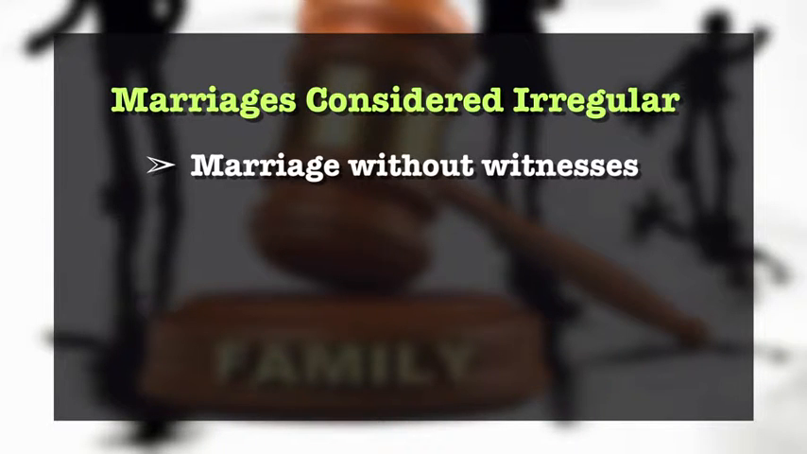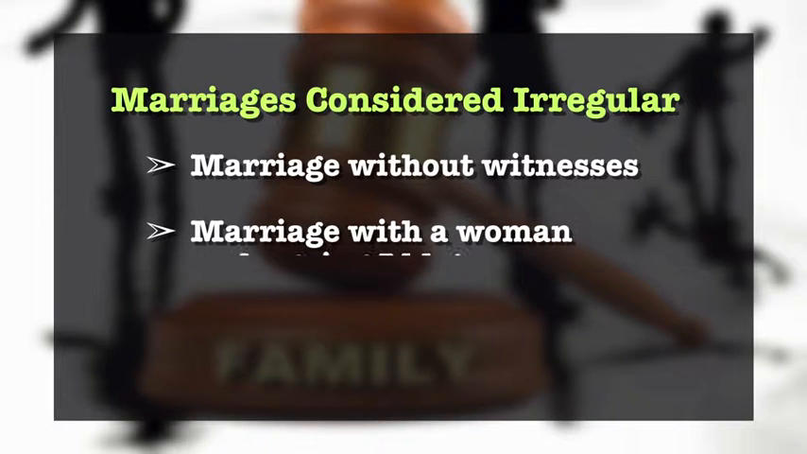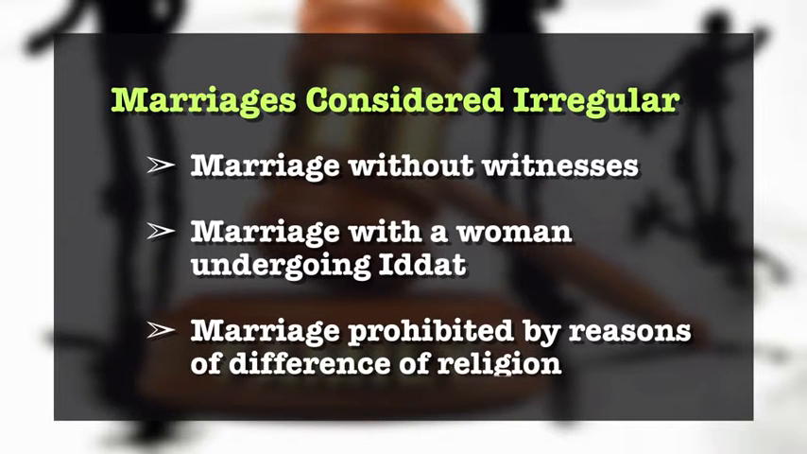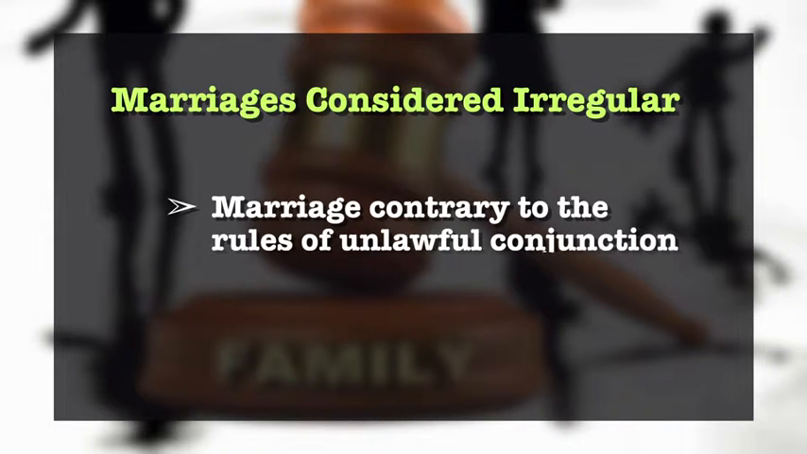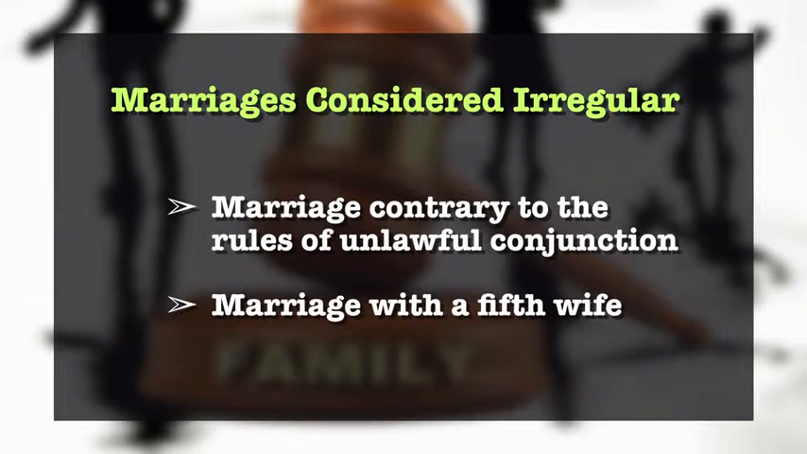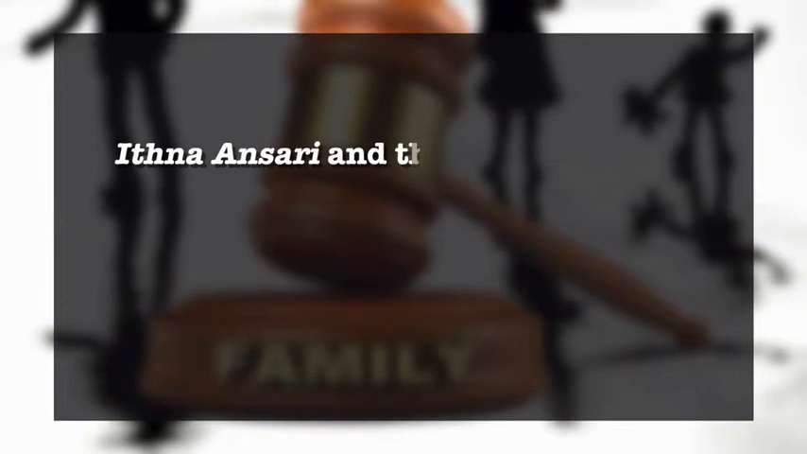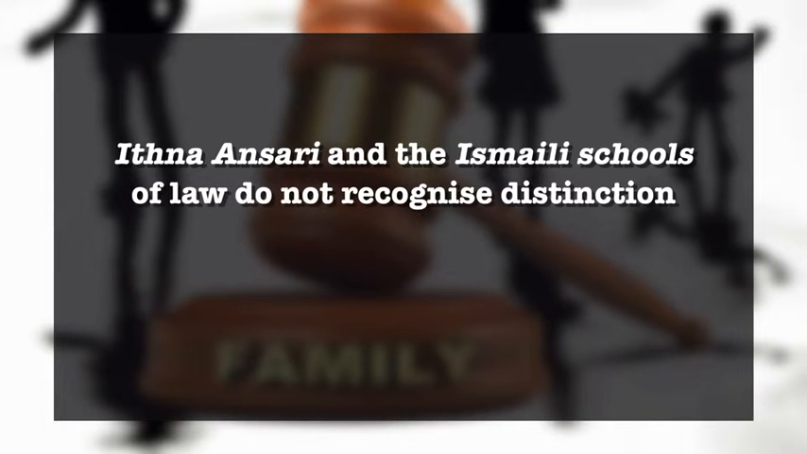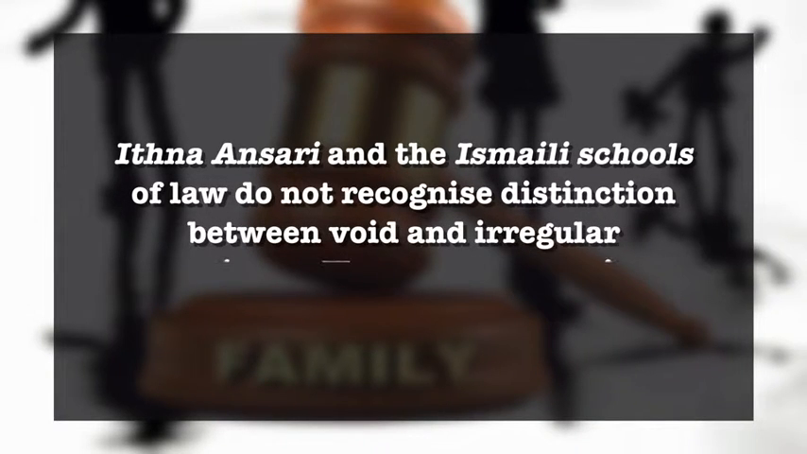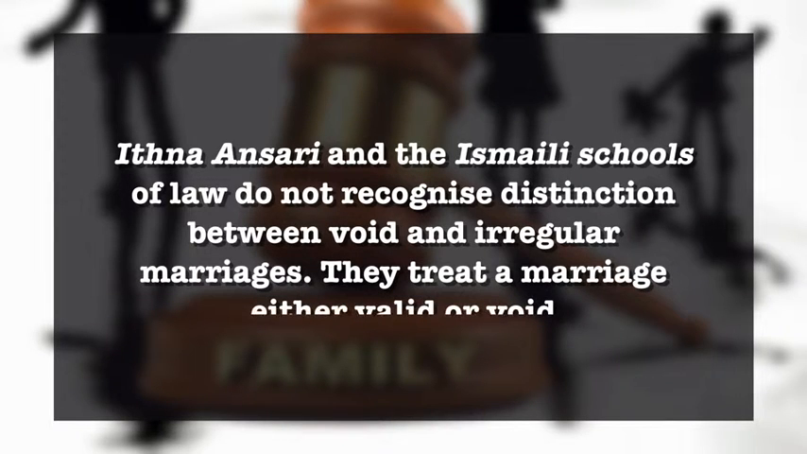Number 1, a marriage without witnesses. Number 2, a marriage with a woman undergoing iddat. Number 3, a marriage prohibited by reasons of difference of religion. Number 4, a marriage contrary to the rules of unlawful conjunction. Number 5, a marriage with a fifth wife. The Ithna Ashari and the Ismaili schools of law do not recognize this distinction between void and irregular marriages. They treat a marriage as either valid or void. The above mentioned marriages before them will be void.